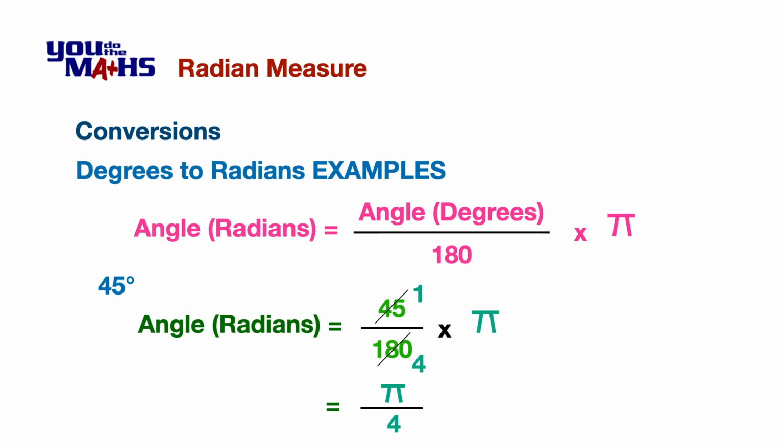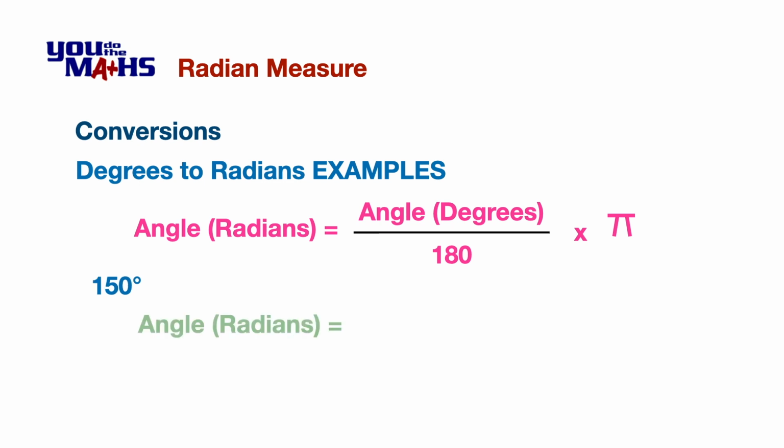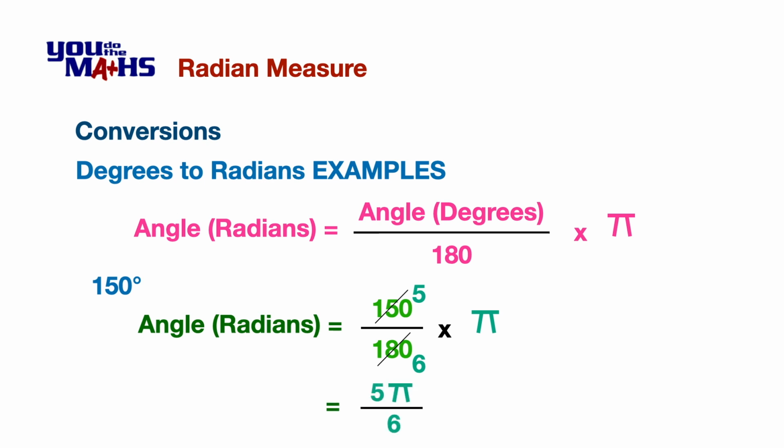In the next example, we look at 150 degrees. As before, we express that as a fraction of 180. Now, 150 does not go into 180. But 30 degrees goes into it 5 times, and 30 goes into 180 6 times. So we can simplify that fraction to 5/6. So the angle in radians is 5 pi on 6.